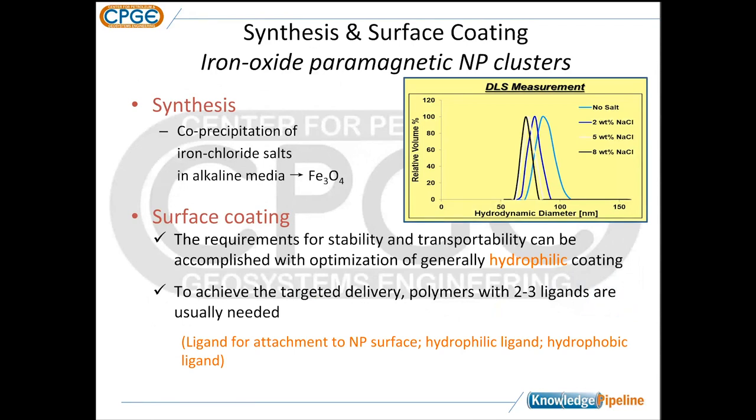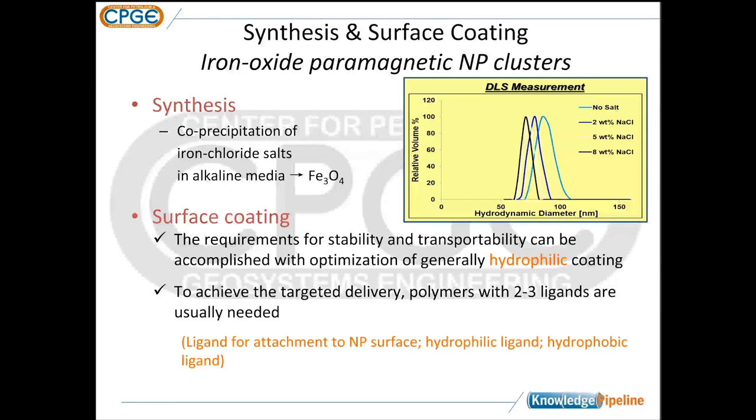The way that we make nanoparticles and then coat them is fairly straightforward. We can precipitate the nanoparticles from solution. A good example of this is the way we make the iron oxide nanoparticles. We precipitate iron chloride salts in an alkaline medium, which allows us to get pretty good control on the size of these particles because you just control the length of the reaction time. For the surface coating, generally we like to use hydrophilic coatings, so these are coatings that prefer water, and these help us with the stability and also use of the nanoparticles in the reservoir. If we're using a polymer coating, we usually need 2 to 3 ligands present on the surface coating to get good functionalization.